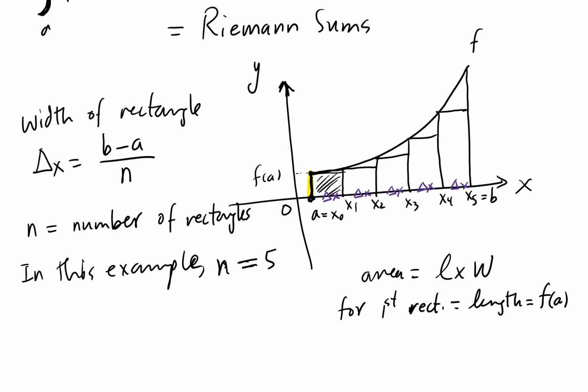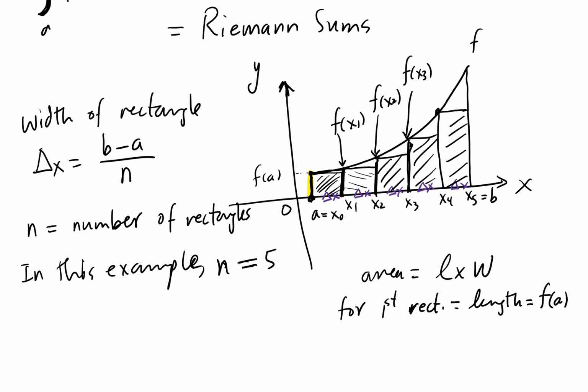If you want to find the length of the next rectangle, this one, so basically you want to find this vertical distance, that's f of x1. If you want to find the next rectangle, it's f of x2. The next rectangle that I'm shading, f of x3. And the last rectangle, it's f of x4. Notice I didn't use f of x5. So this is f of x0 or f of a.